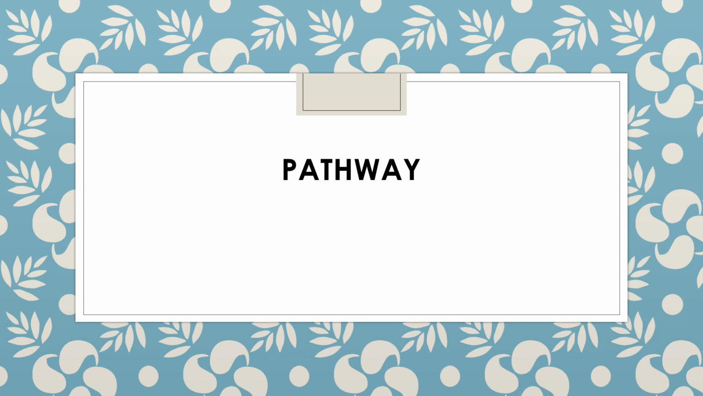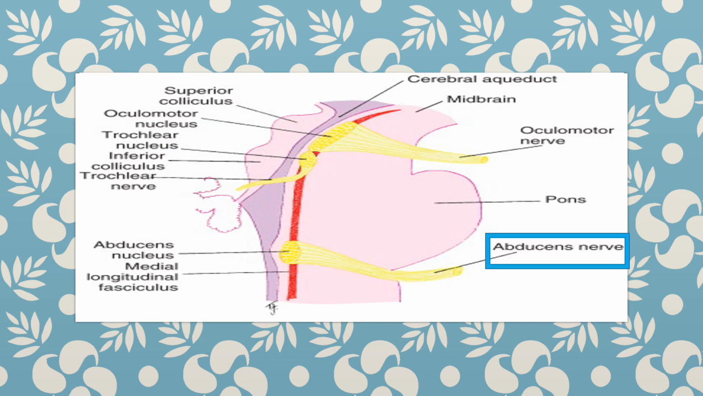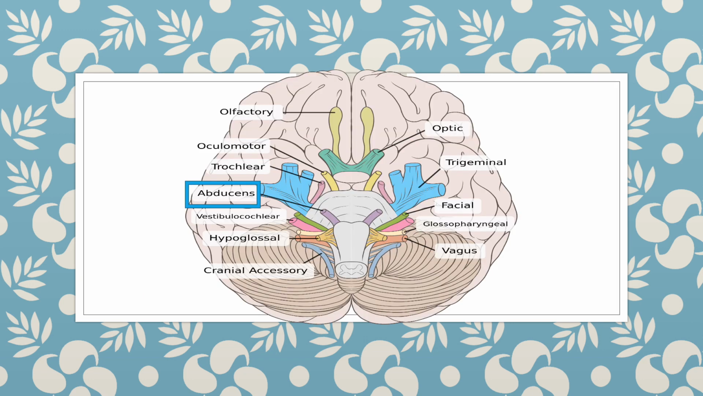Now we come to the pathway of the abducent nerve. The pathway starts as the nerve emerges from between the pons and pyramid of the medulla. Here you can appreciate the fibers of the abducens nerve that arise from between the pons and the medulla. At the base of the brain you can see the abducens nerve present at the junction of pons and medulla.